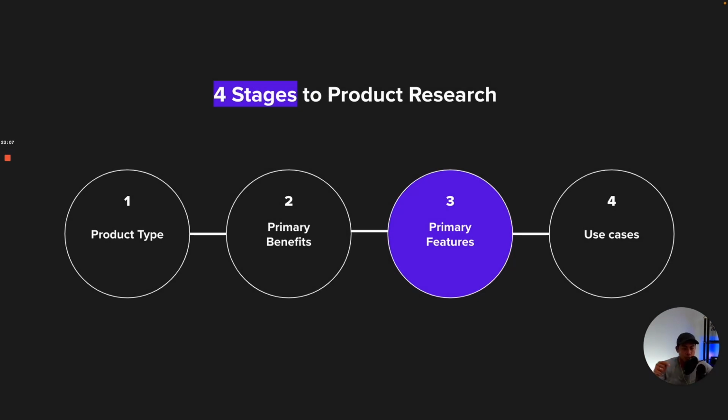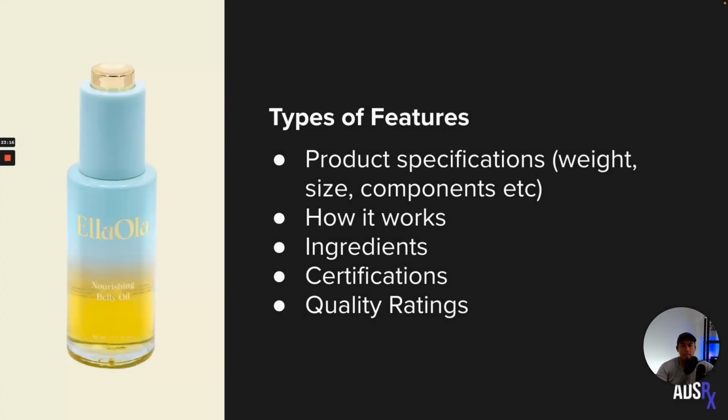Next stage is the primary features, okay? So remember, features tell us what the product is. Benefits sell, features tell. So these are the features for the Nourishing Belly Oil. Or here are some categories for features, okay? Product specifications, the weight, the size, the components, etc. Shipping box, how it works, ingredients, certifications, quality ratings, right? It's just all the physical stuff, the physicality of it, okay? Those are the features. What does it come with?